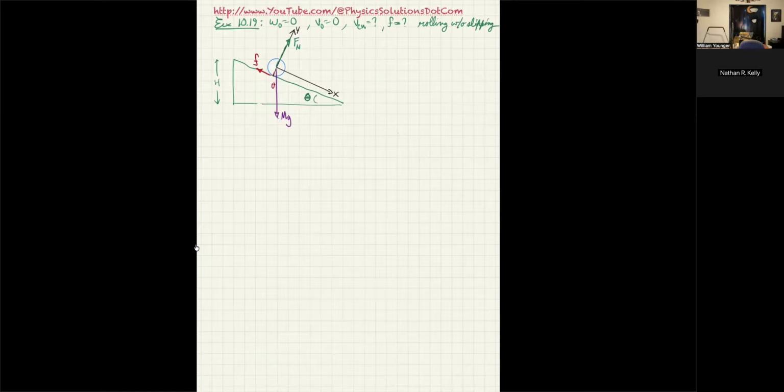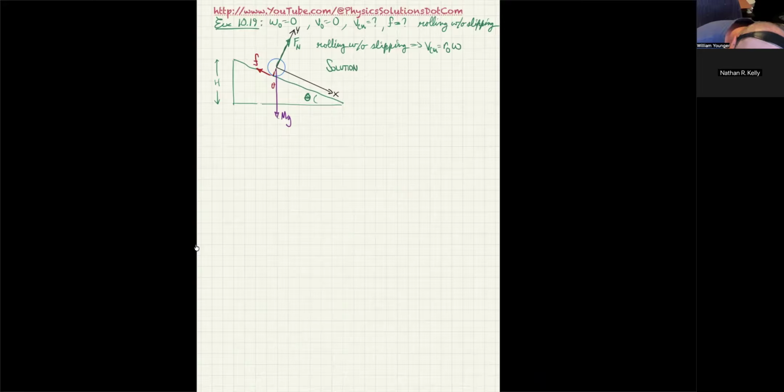And of course, rolling without slipping implies that V center of mass is equal to the radius, which we called R0 before, so that's R0 times omega. So that's something we can use as well.